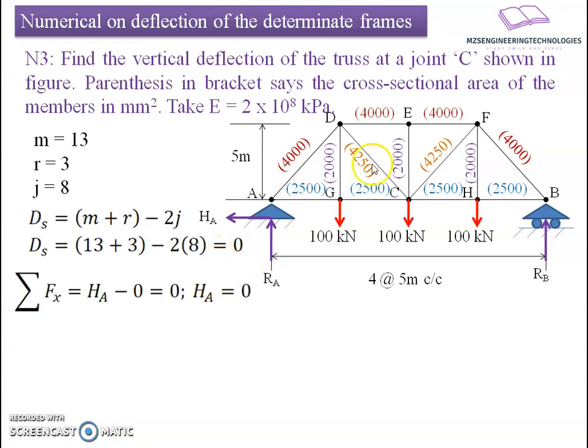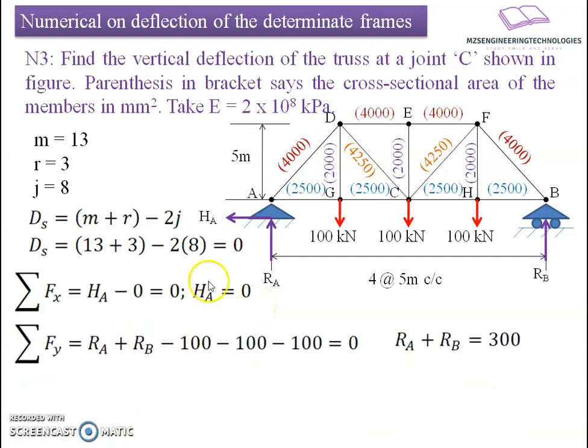Now we'll find the unknown reactive forces by applying static equilibrium equations to the global frame. Along the horizontal direction, summation of forces yields Ha minus 0 equals 0, so Ha equals 0. Now for summation of forces in vertical direction, we have Ra plus Rb going upward minus 100 three times, as there are three vertically downward loads. This results in Ra plus Rb equals 300.